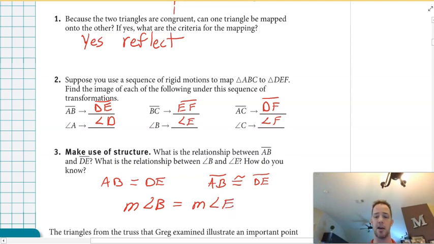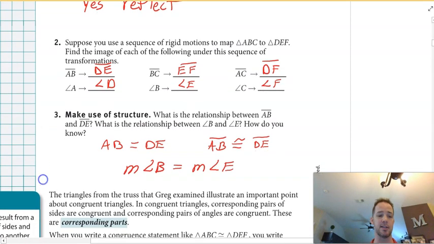Hopefully this is something you've probably done in a previous class, identifying corresponding parts, but just to make sure we know what we're doing, using the actual names and correct notation for these is important.